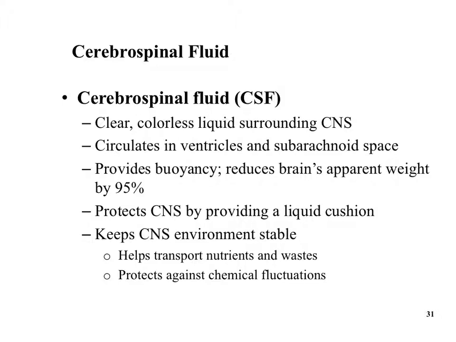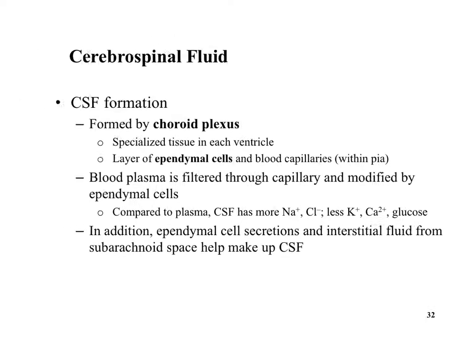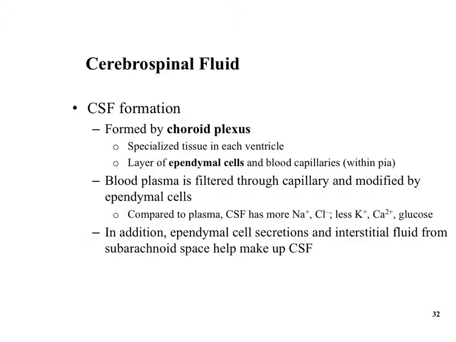This is how you remove waste and byproducts away from the neurons that are present, right? It transports nutrients and waste and protects against chemical fluctuation. I already said that it was formed by the choroid plexus and the ependymal cells that produce it, right? And there are some blood capillaries that are also present. Cerebral spinal fluid is basically made from blood plasma, okay? It's the liquid that red blood cells float in. So the plasma is filtered through the capillary, modified by the ependymal cells, and then becomes cerebral spinal fluid.